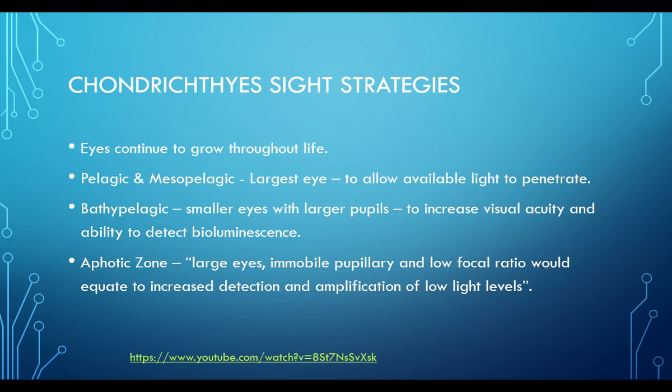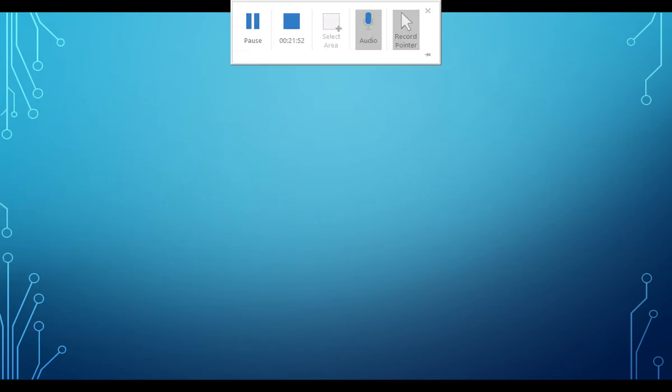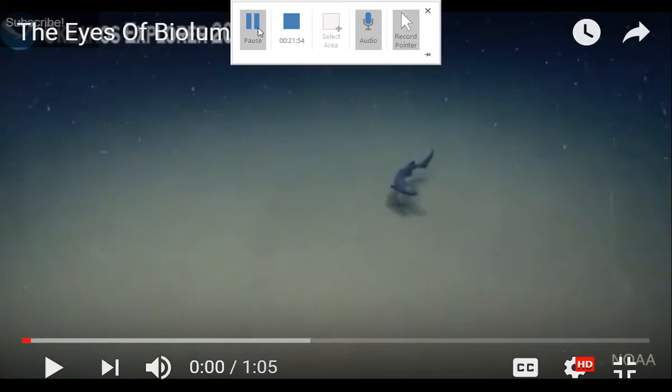And then the video I'm about to show you just shows what the actual sharks in the aphotic zone use to detect their prey.